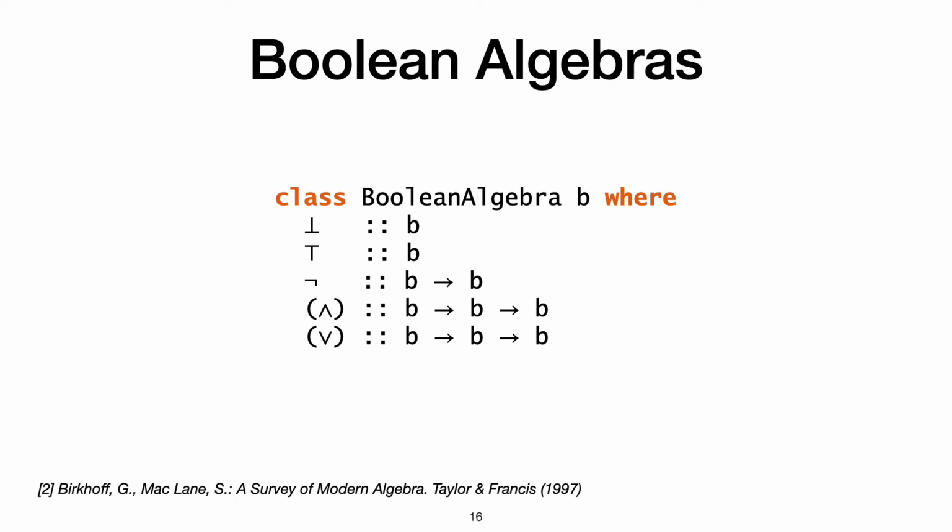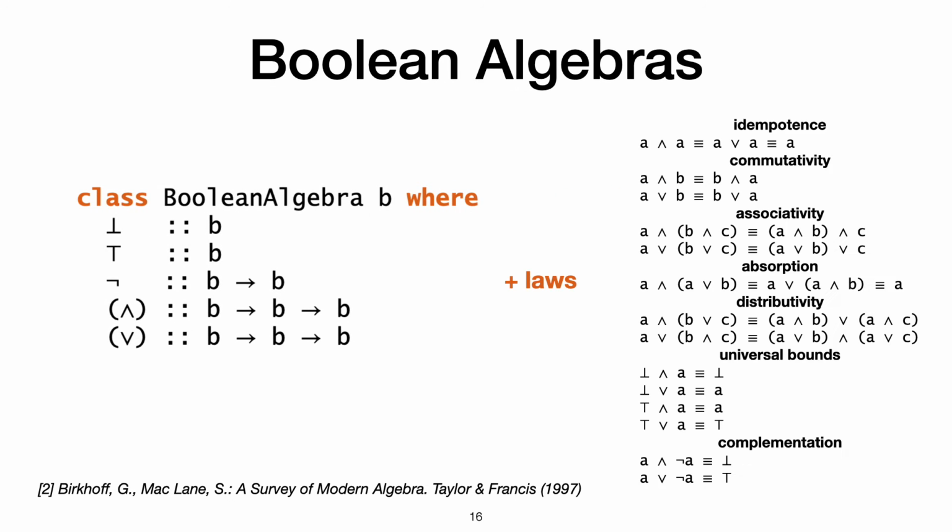A Boolean algebra is an algebraic structure that provides a framework for interpreting logical formulas. It has 5 components: a bottom, a top, negation, conjunction, and disjunction. And furthermore, this structure should also adhere to several laws, as you can see here. So we have idempotence, commutativity, associativity, absorption, distributivity, universal bound, and complementation.